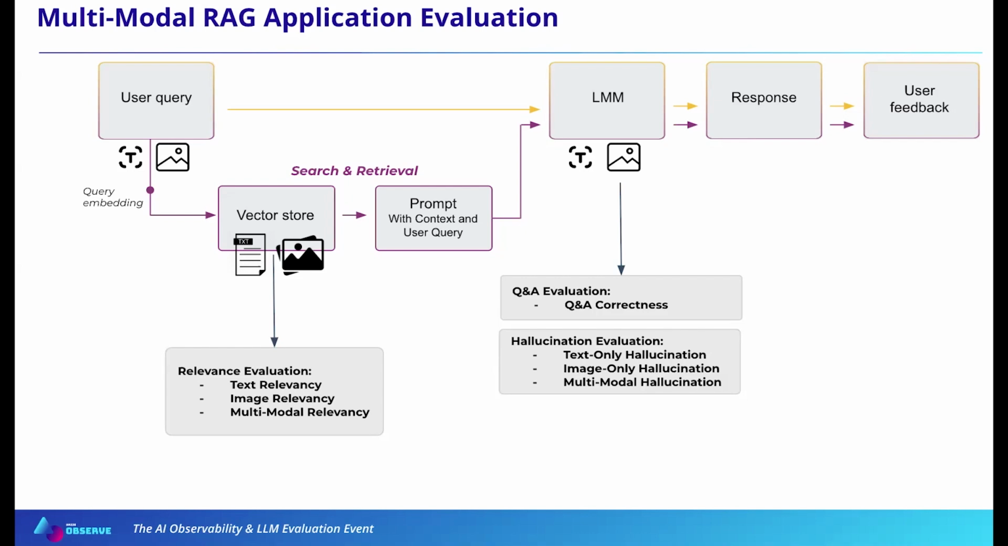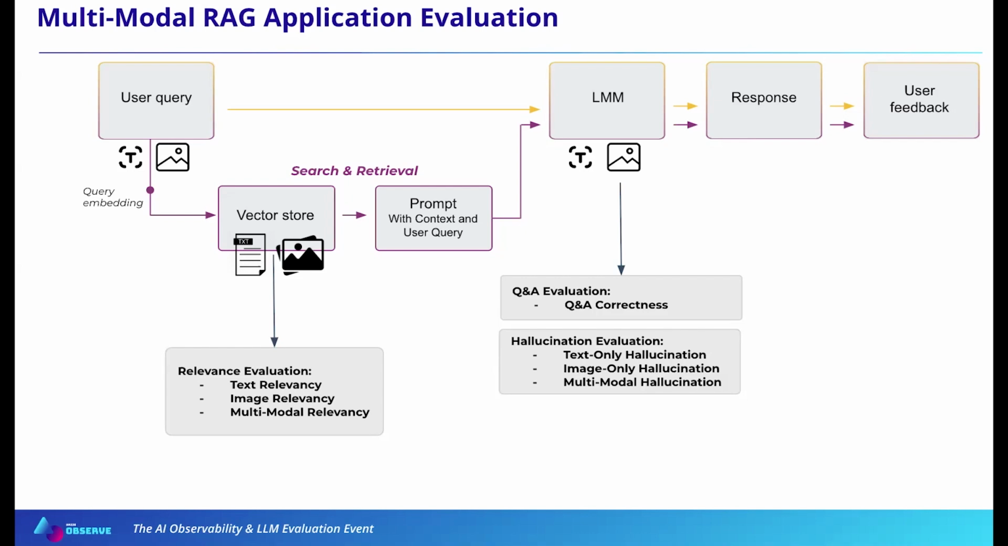Or in the case of hallucination, you need to make sure that both modalities are combined to check for hallucination. Because let's say the text answers half of the question and the image answers the remaining half. So when they are both combined, maybe then they actually answer the question itself. So it is important to evaluate these modalities individually and also combined as well.